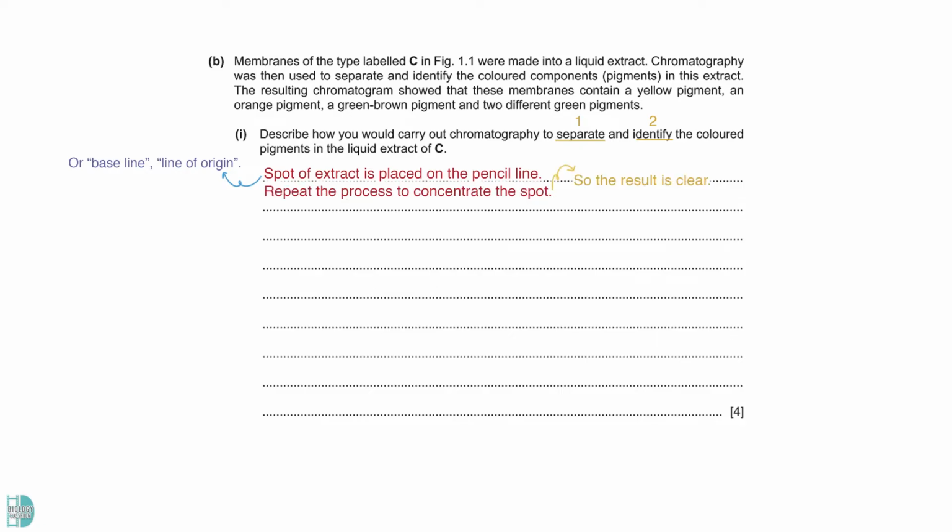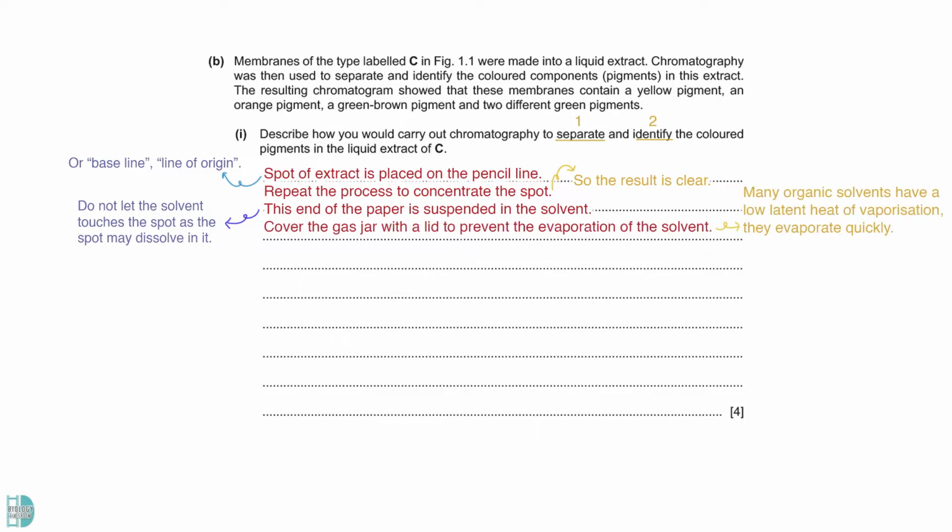We usually repeat this process to concentrate the spots. This is to ensure the chromatogram produced is clearer. This end of the paper is suspended in the solvent without the solvent touching the spot, as the spot may dissolve in it. Cover the gas jar with a lid to prevent the evaporation of the solvent.